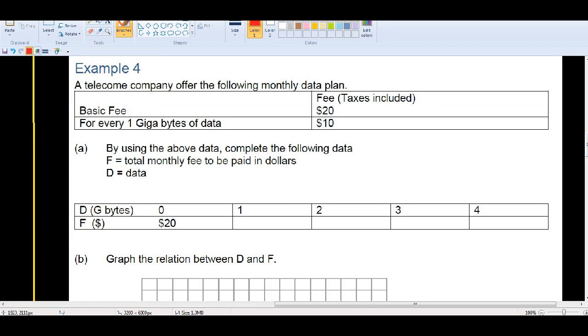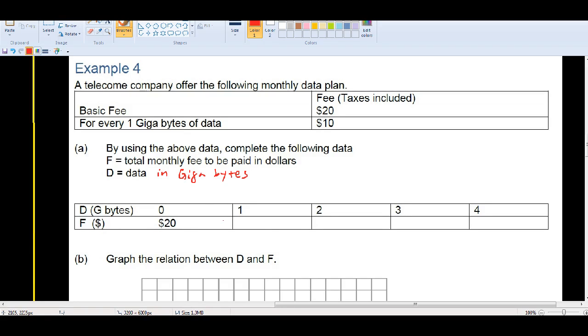We have two variables. F is the total monthly fee to be paid in dollars, and D is the amount of data, of course in gigabytes. For example, when D is 0, that means you do not use any data for that month. Then you still need to pay $20 as the basic charge.